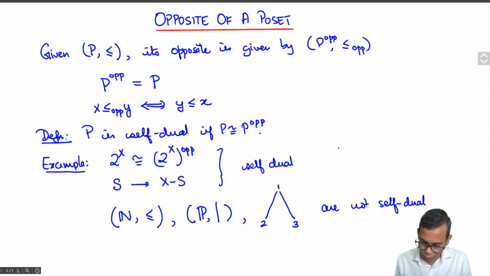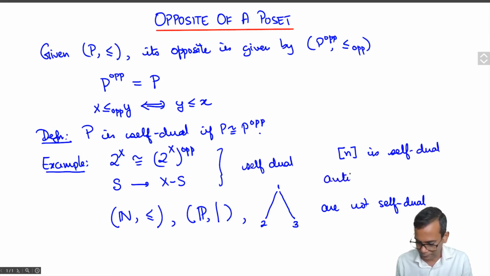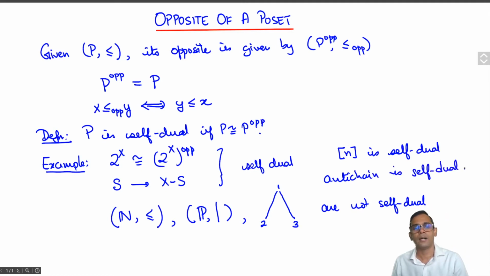Another self-dual poset is an interval n. So this is just the integers 1 to n under the usual order. This is self-dual. And the anti-chains are self-dual. So this is a chain, this is an anti-chain. The identity map is an isomorphism of the anti-chain onto itself.